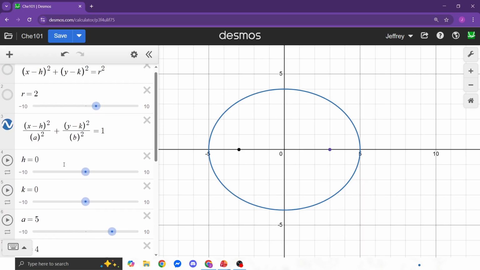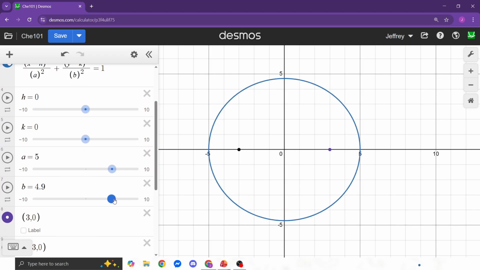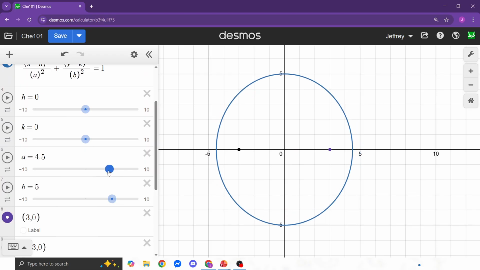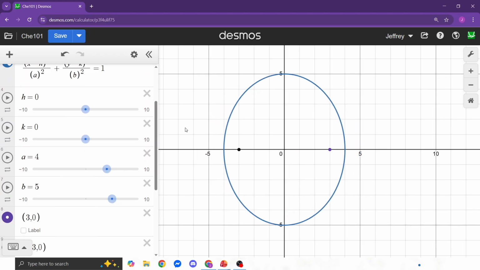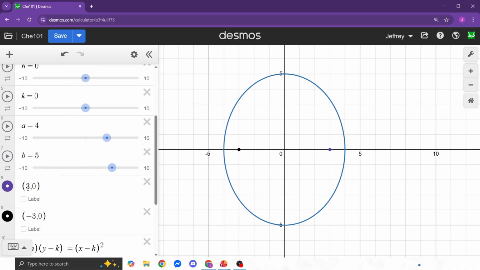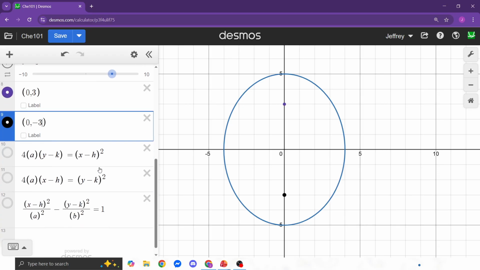We can invert it. If b is bigger than a, it will start to turn into a vertical ellipse. So our foci will also shift. The c will be added to the y value instead of the x value. These are our foci now.